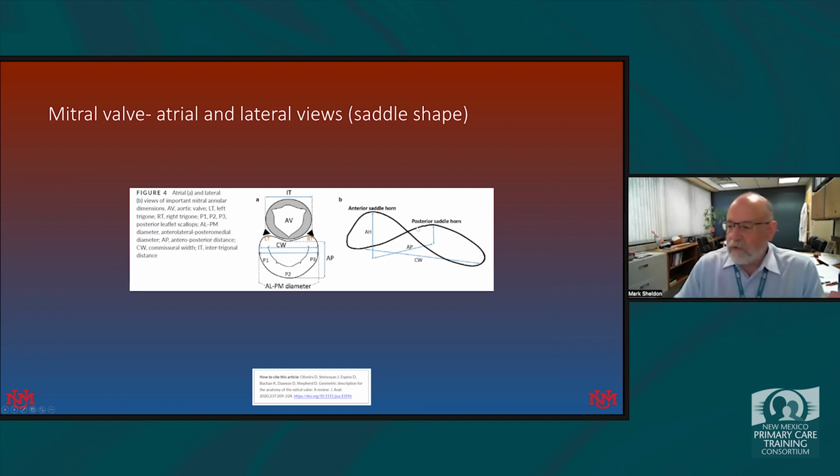The annulus of the mitral valve really is very much saddle-shaped and makes the dynamics of the valve as it closes and opens and the LV contracts and relaxes much more difficult. And this is almost certainly why the percutaneous options and even the surgical options are much more difficult to deal with than in the aortic position.